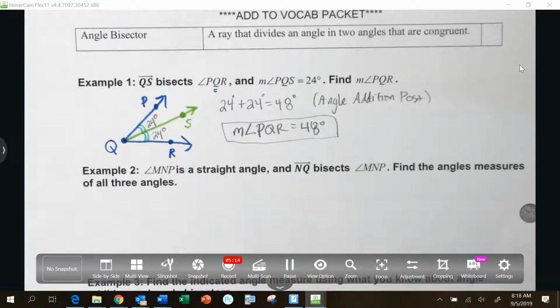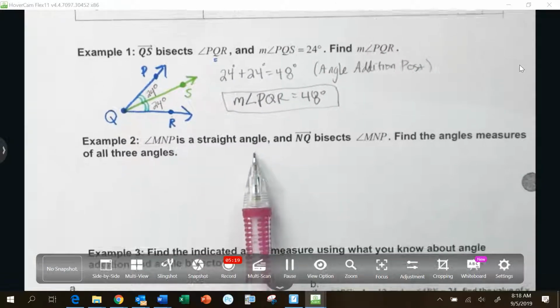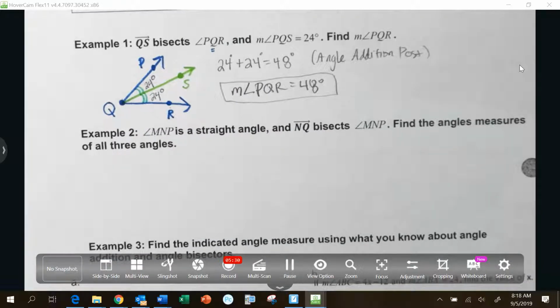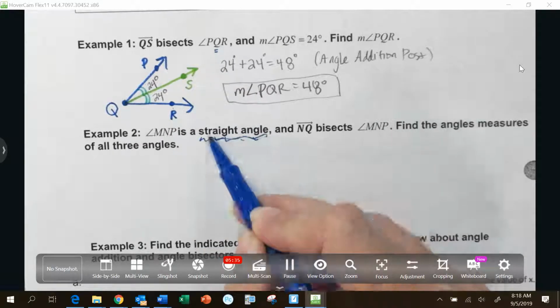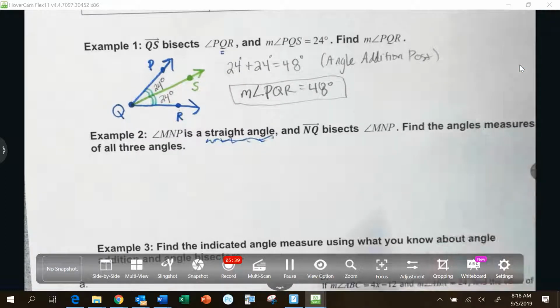All right. Angle MNP is a straight angle. The ray NQ bisects it. Find the angle measures of all three angles. So let's start by drawing. MNP is a straight angle. What is a straight angle? Austin, what's a straight angle? It is a straight line.